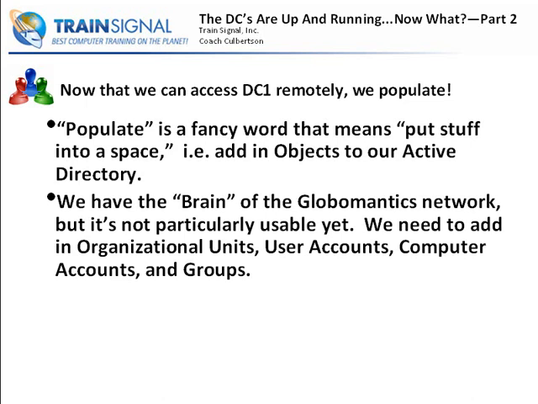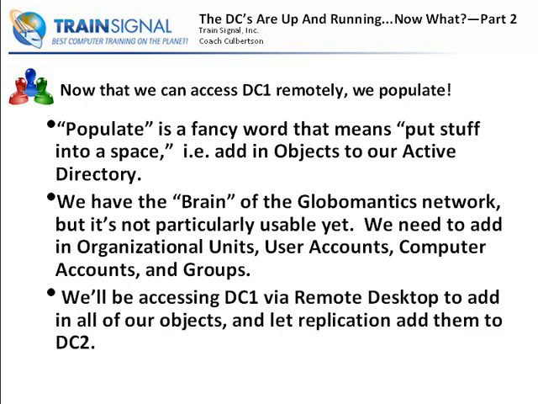And that's it. All we have is an administrator account. And we have one client. And that technically is a network, but not particularly usable. So we're going to be adding in organizational units, user accounts, computer accounts, and we're also going to be adding in groups. And we're going to be accessing DC1 via remote desktop to add in all of our objects. Now we're not going to put these over on DC2 because remember how we talked about the domain controllers need to talk to each other and they need to update each other. So we're going to let replication take care of that for us over onto DC2.